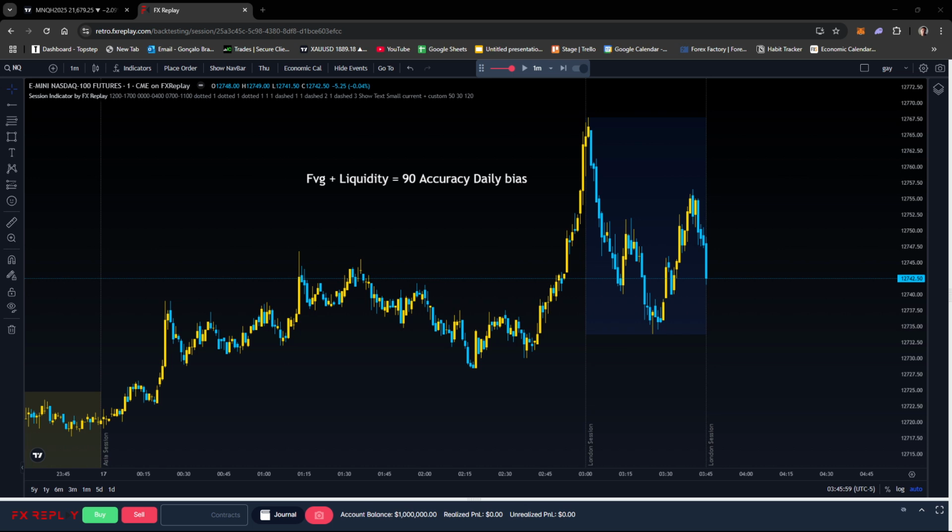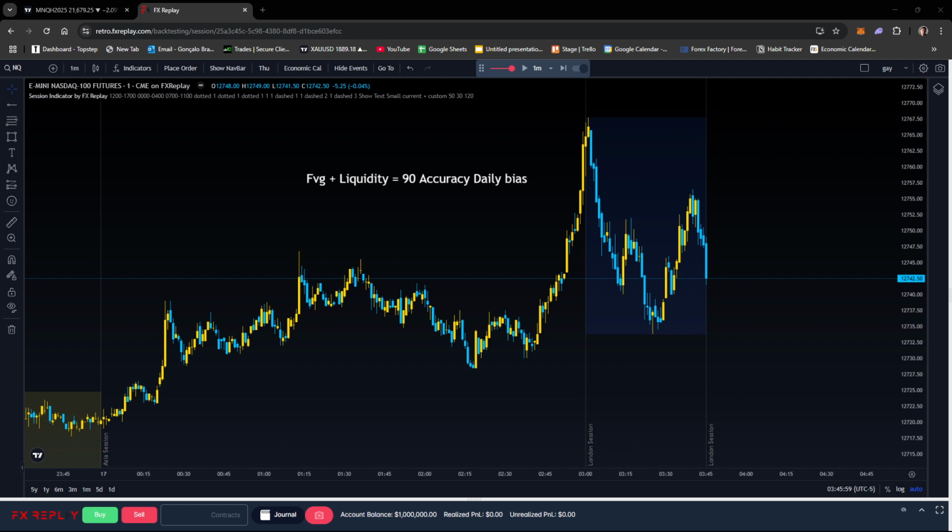Today we're going to go over my 90% accuracy daily bias using fair value gaps and liquidity on the 4-hour time frame. We're going to try and find 10 good examples so you can see the thought process of how we actually look for the direction to take the trades in, because this is the staple, the foundation to how you trade.